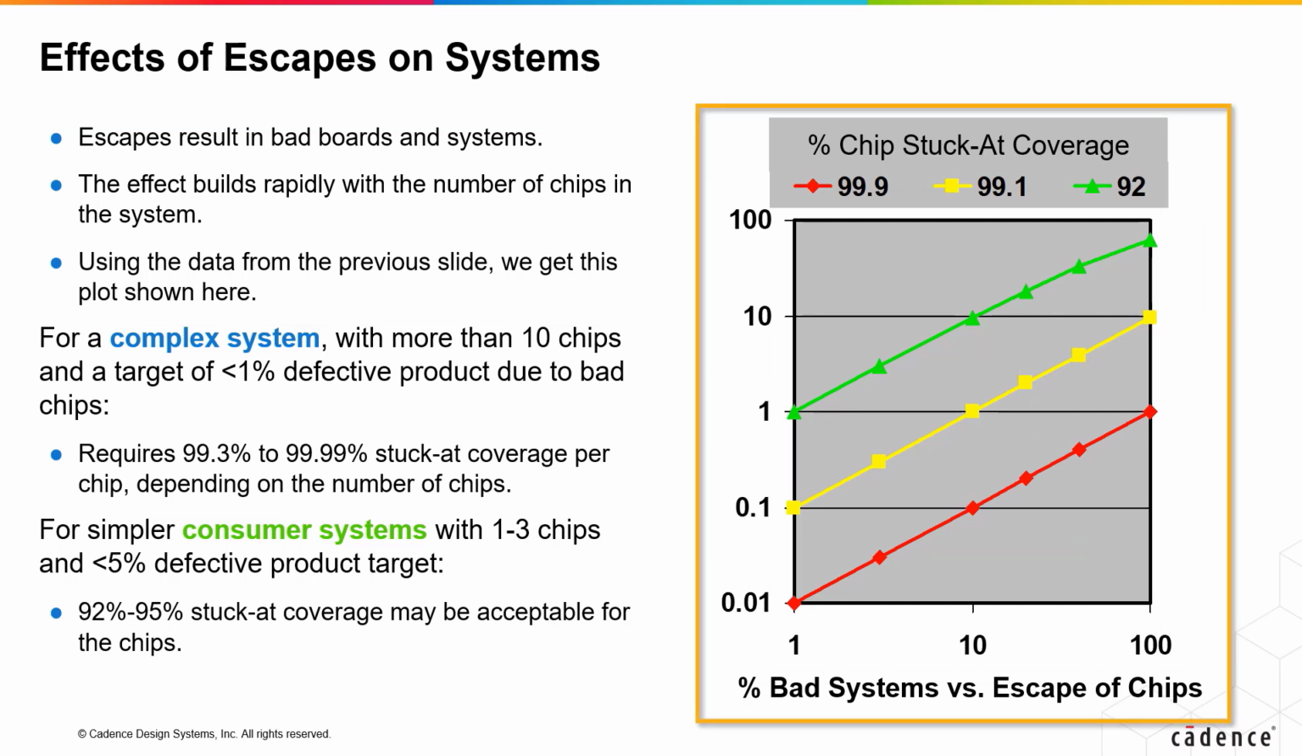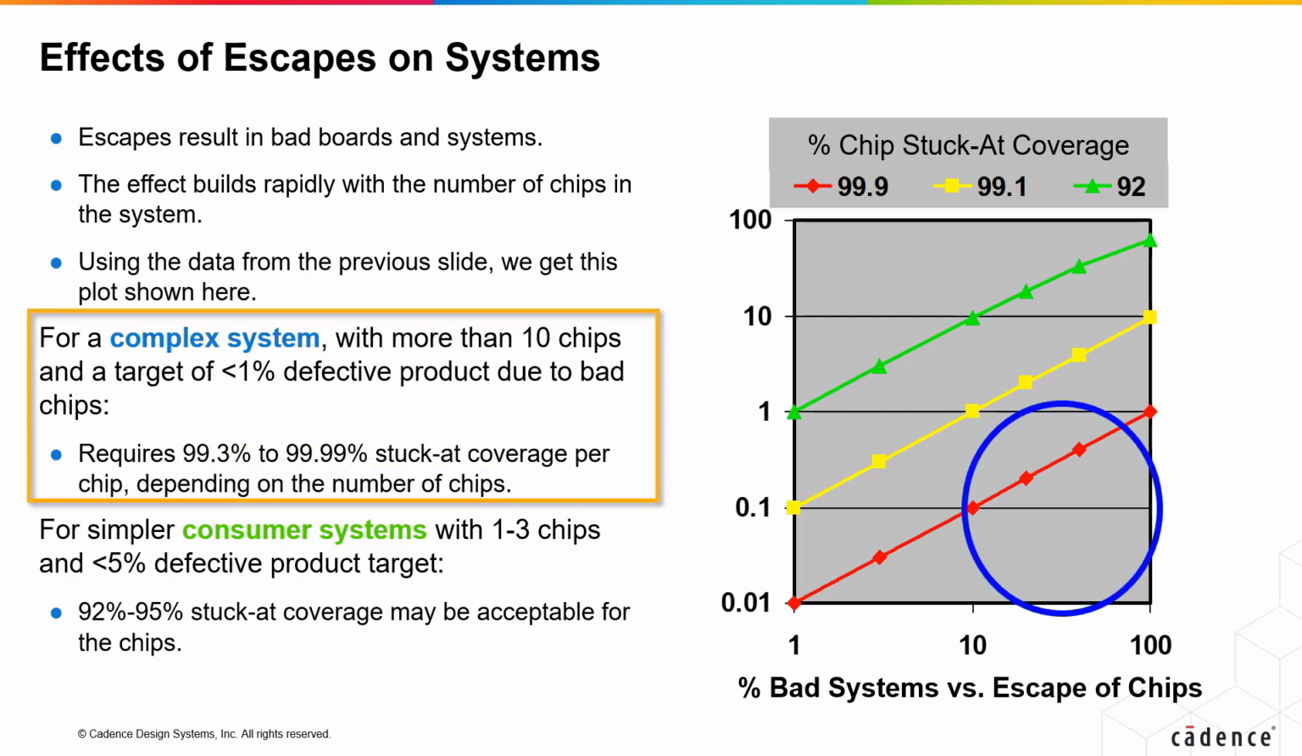In this plot, we take the escape percentage for 3 different fault coverage values from the previous chart, and calculate the percentage of defective systems that would result just from bad chips. Plotting this against the number of chips, we get the lines shown.